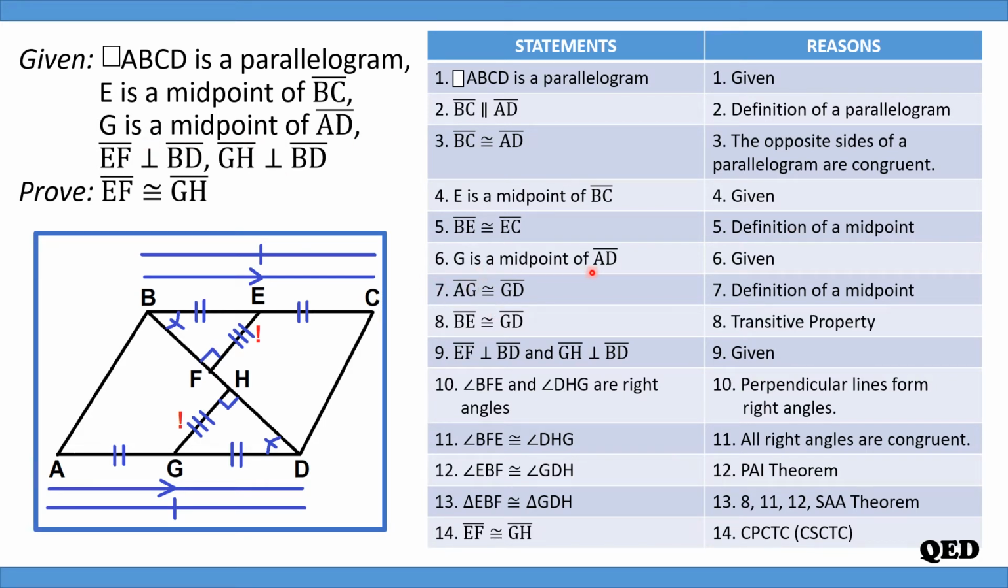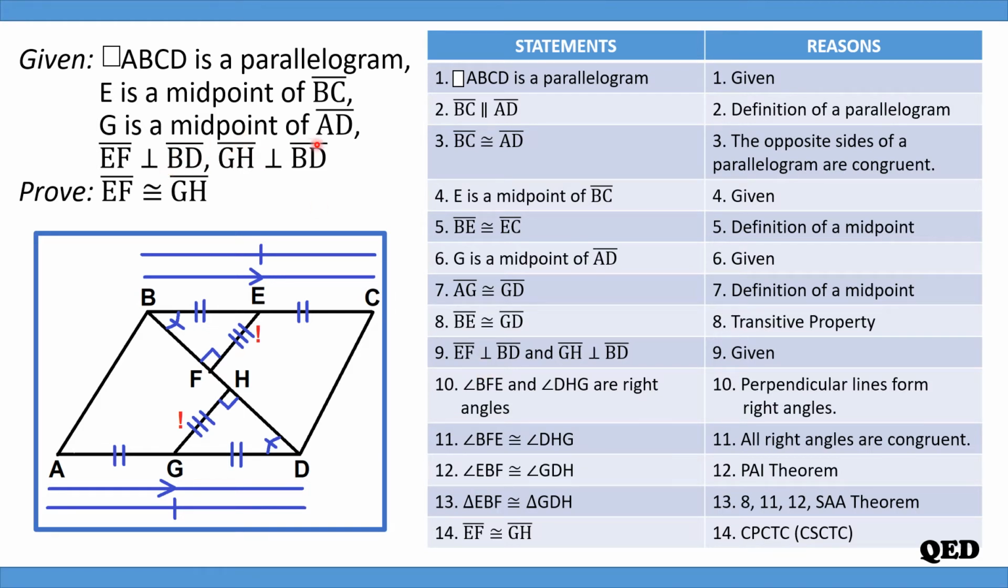G is a midpoint of line segment AD, given. Statement 7 is a consequence of statement 6. Line segment AG is congruent to line segment GD by the definition of a midpoint. So that line segment BE is congruent to line segment GD by transitive property. So I only focus on these segments because my purpose is to prove that these two triangles are congruent.